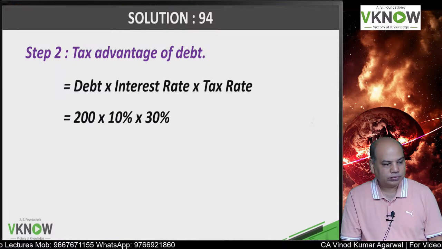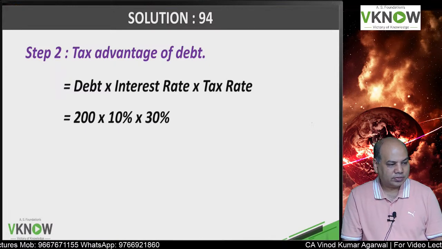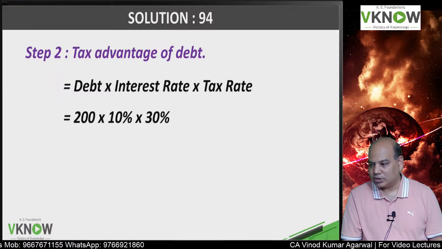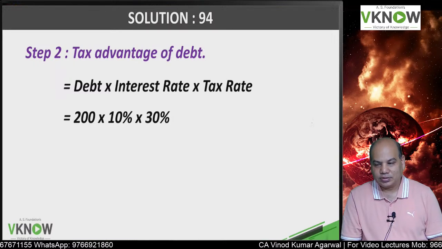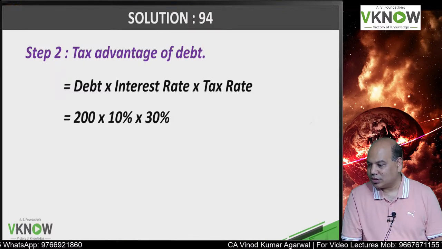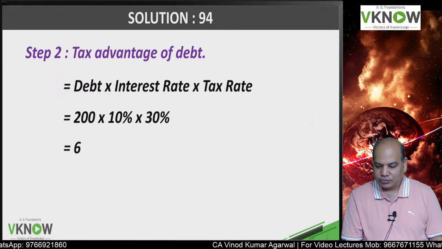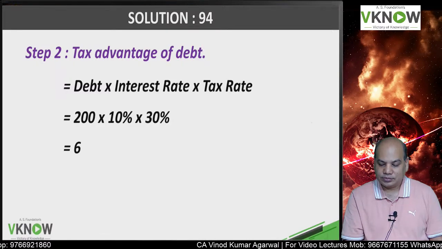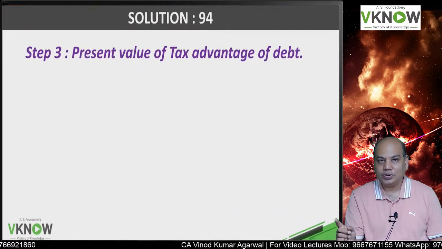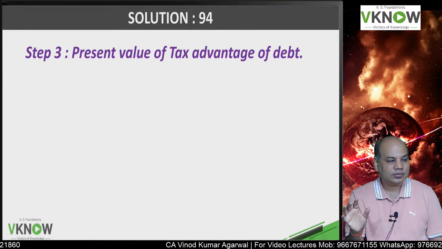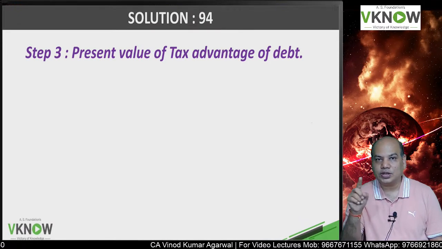200 into 10% into 30%. On 200 you pay 10%, that is 20. On 20 you get 30% tax shield, and that is 6. 6 will be per annum, and for 5 years, you are going to save 6 lakh.